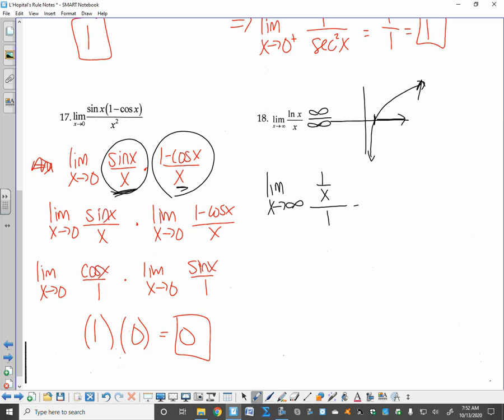So 1 over infinity is a 0. Remember, as the bottom gets bigger and bigger and bigger and the top stays put, that number as a whole is getting smaller and smaller and smaller. So the limit is headed to 0.